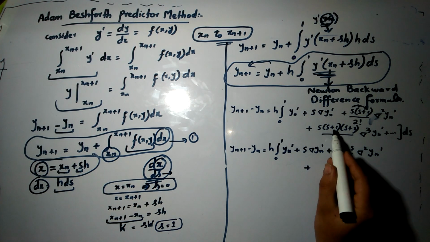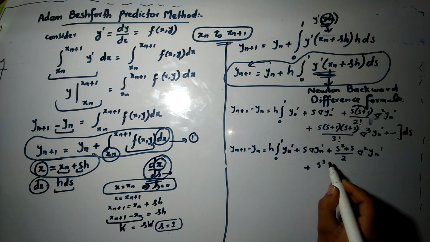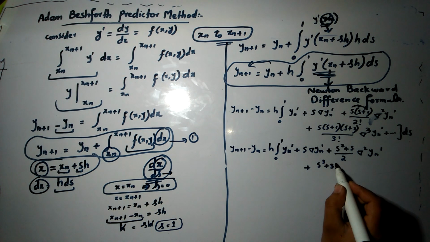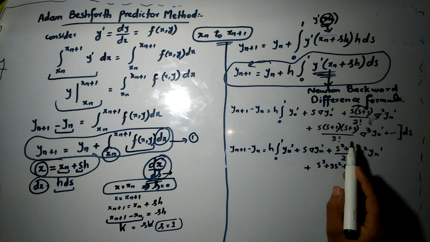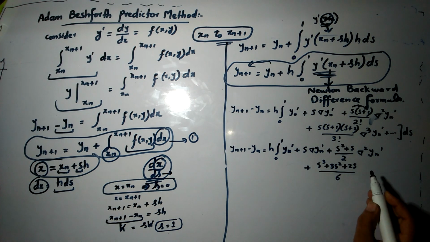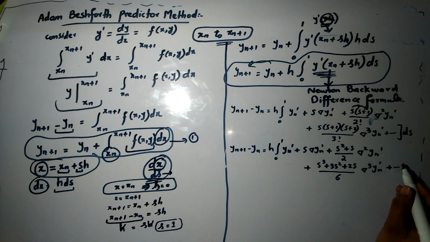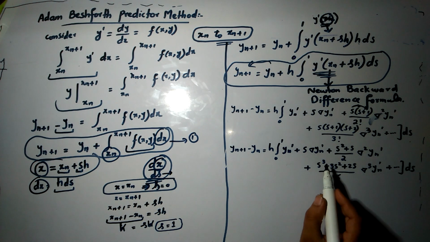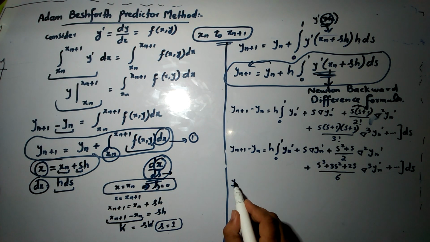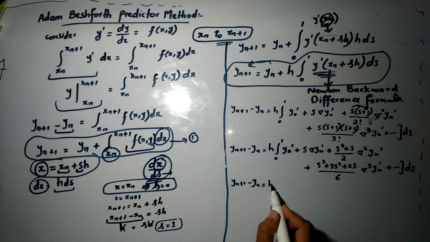plus after multiplication these values will be converted into (s cube plus 3s power 2 plus 2s) over 3 factorial, which will be equal to 6, delta cube y_n' plus up to so on, ds. So simply we will take integration here, so this will become y_{n+1} minus y_n, this will be equal to h.